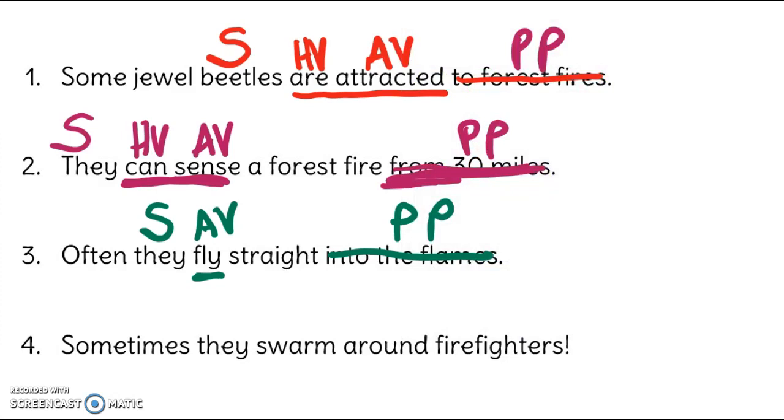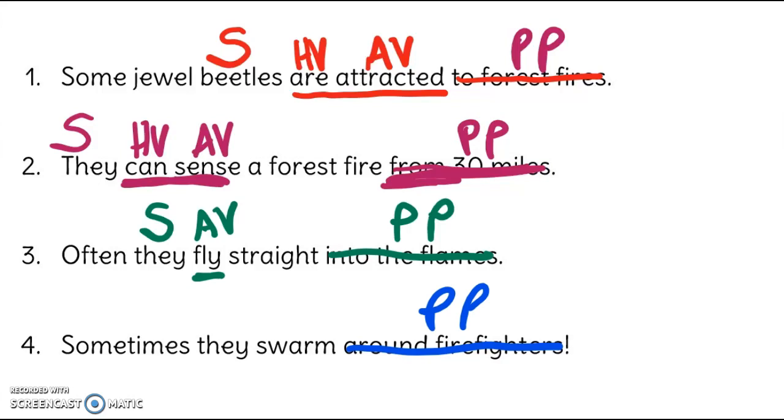Okay, again, with number 8, I would pause and try the sentence on your own, and then you can go back and check it with the screencast. Sometimes they swarm around firefighters. Looking for the word in the sentence that's on my preposition list, and this one's on my list for next week. About, above, across, after, against, around. Around what? Around firefighters. Firefighters is a noun, so that's a prepositional phrase.